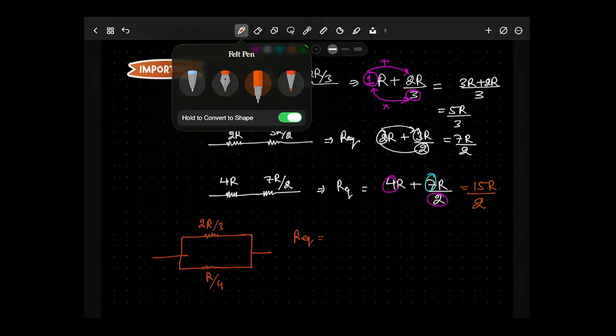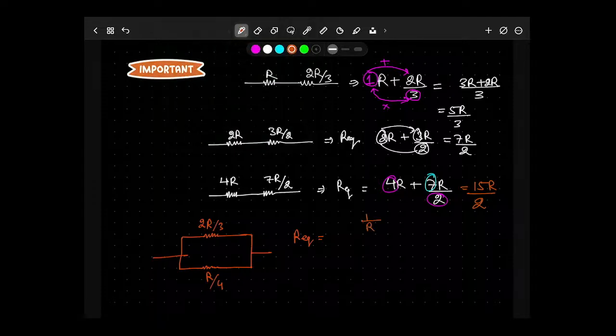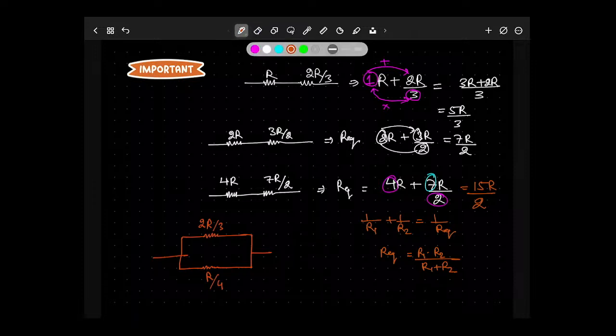So there is a formula that 1 by R1 plus 1 by R2 is equal to 1 by R equivalent. We know this thing, right? So it will become R equivalent is equal to R1 into R2 upon R1 plus R2. We can easily visualize this, right? Now listen carefully. R equivalent is R1 into R2 by R1 plus R2. Now let us just put this in this formula.